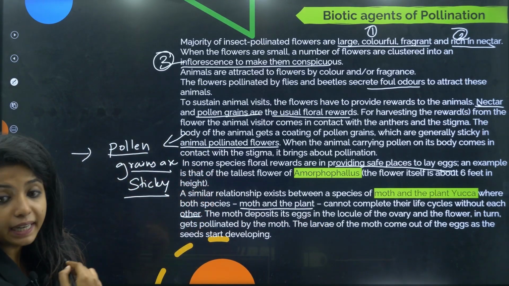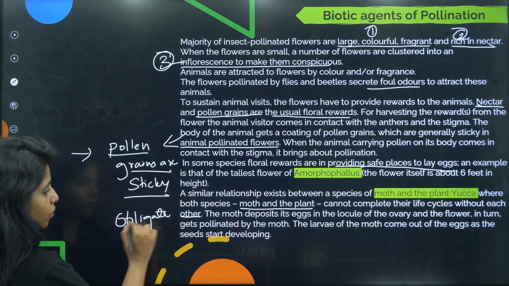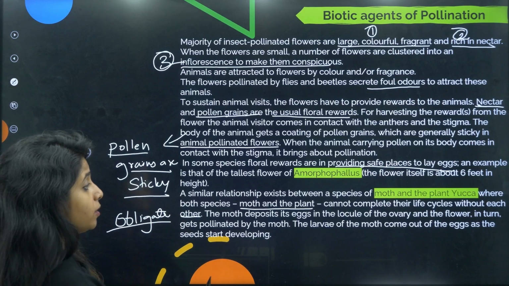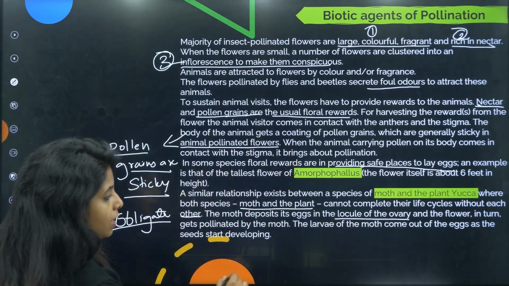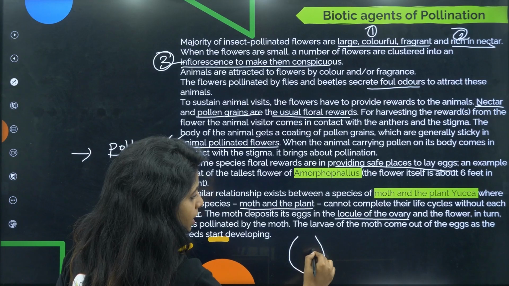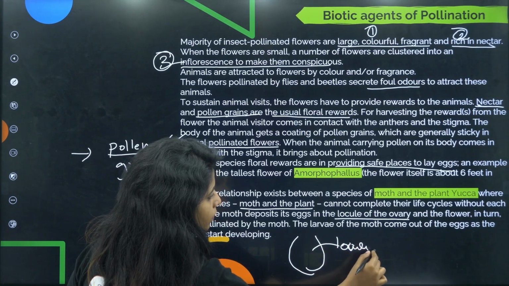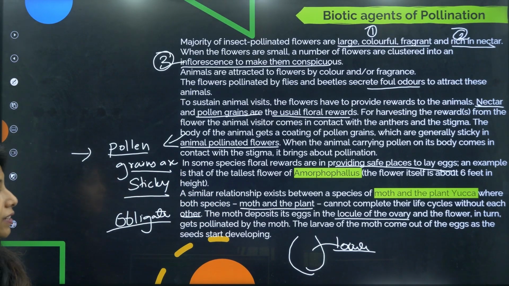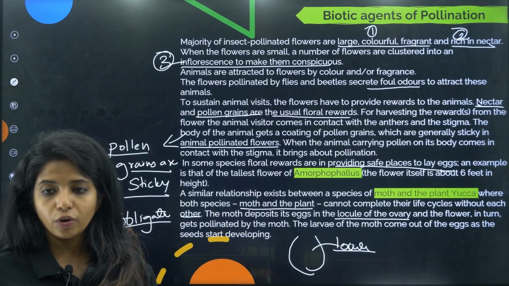What do you call this? Obligate relationship. Okay, obligate. It's like if the one is not there, the other one cannot survive. The moth deposits its egg in the locule of the ovary. What do you mean by locule of the ovary? Basically, this is the ovary. The space that you see where the ovule rests is known as locule. Okay. So, it occurs in the locule of the ovary, and the flower in turn gets pollinated by the moth. So, the flower is like, you get me pollinated, I will give you space for your baby laying.